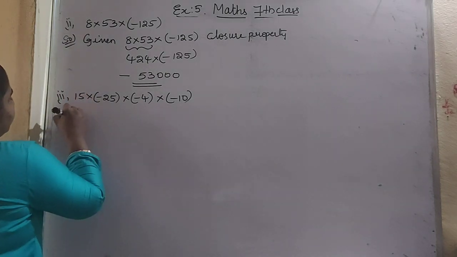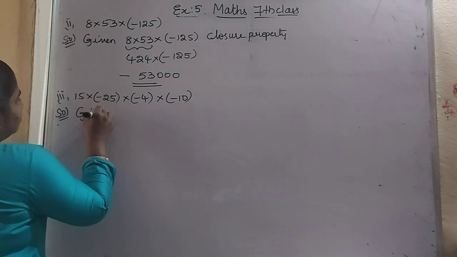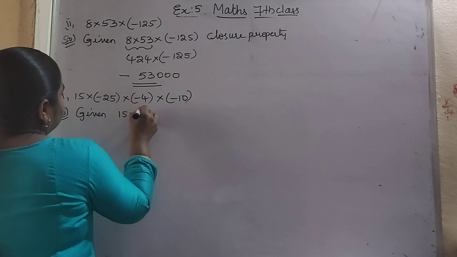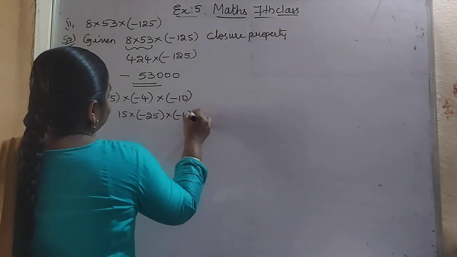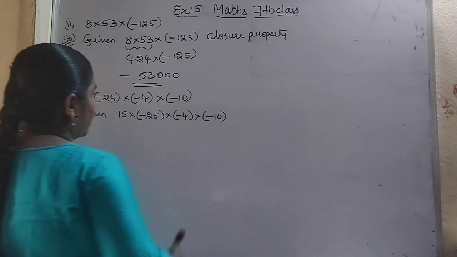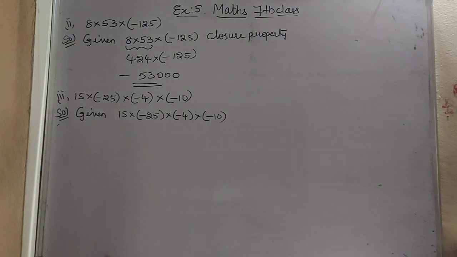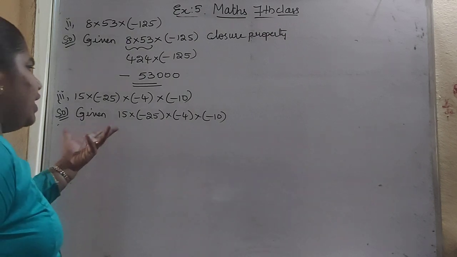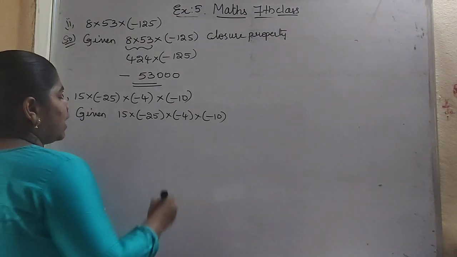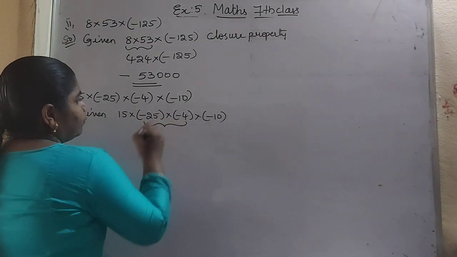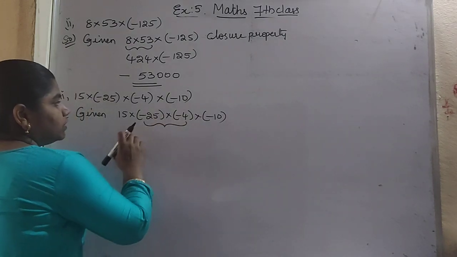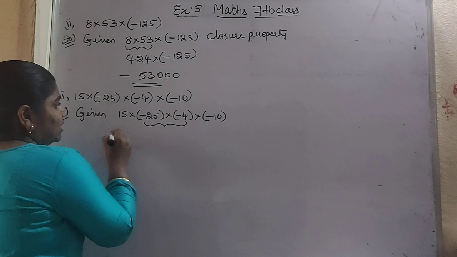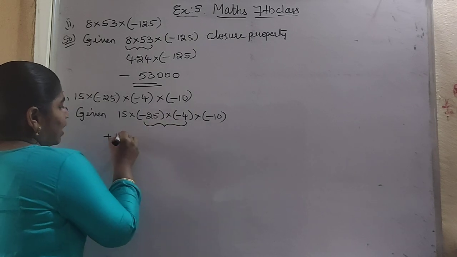So here, given 15 into minus 25 into minus 4 into minus 10. So first we have to multiply the terms. How to multiply? You can rearrange the terms by your wish. So I am doing it as 25 4 times is 100. Is it right? So I am multiplying these two numbers first. Minus into minus will be plus. 25 4 times is 100.